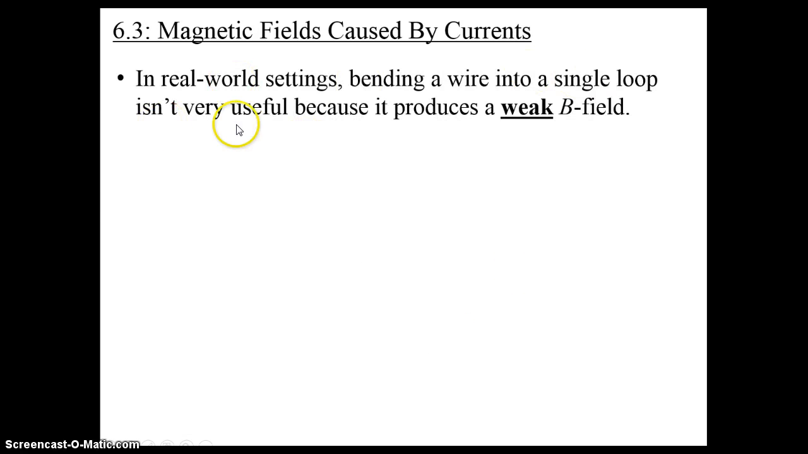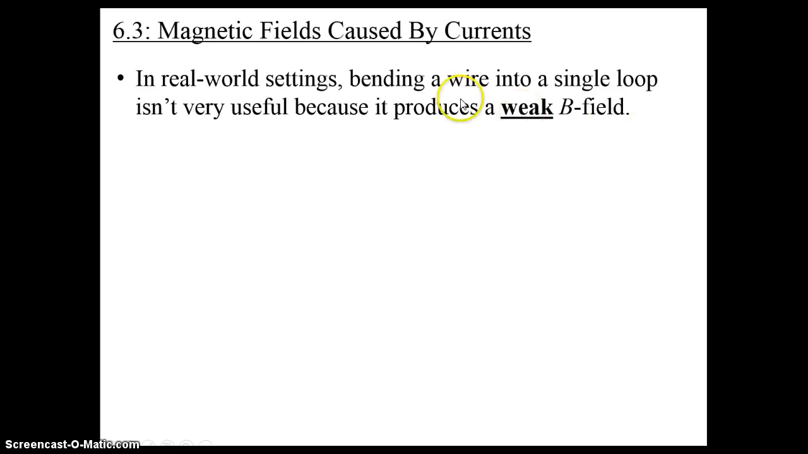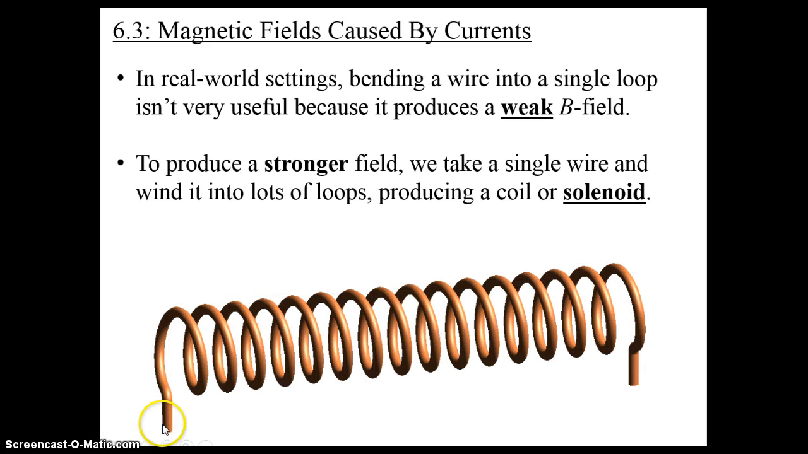In real-world settings, when you bend a wire into one single loop like that, you don't make a very strong field. So this is not a very good way to produce a powerful magnetic field. We don't want a weak field, we want a strong field. So instead, we don't just bend it into one circle. We bend it into lots of circles. We get a really long wire and just keep looping it around. Loop, loop, loop, loop, loop.